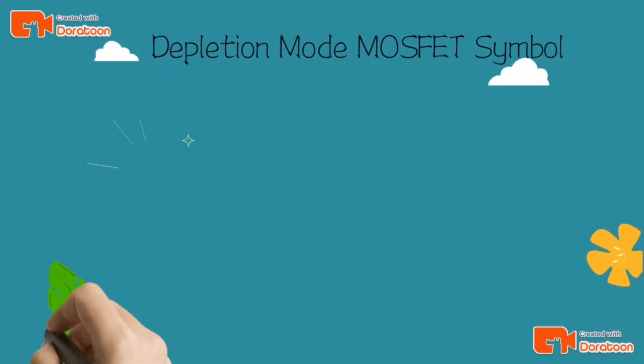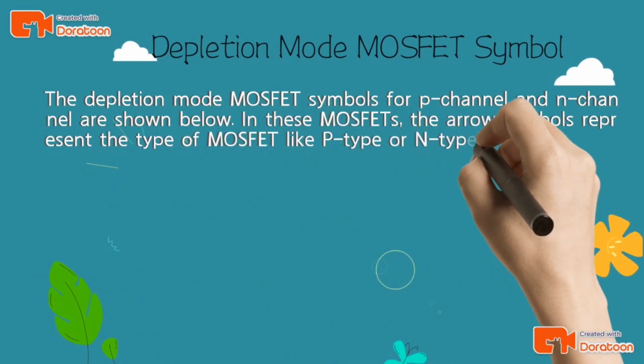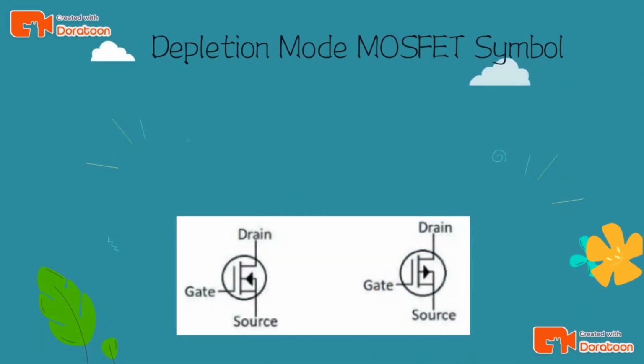Depletion mode MOSFET symbol. The depletion mode MOSFET symbols for P channel and N channel are shown below. In these MOSFETs, the arrow symbol represents the type of MOSFET, like P type or N type. If the arrow symbol points inward, then it is N channel, and if the arrow symbol points outward, then it is P channel.